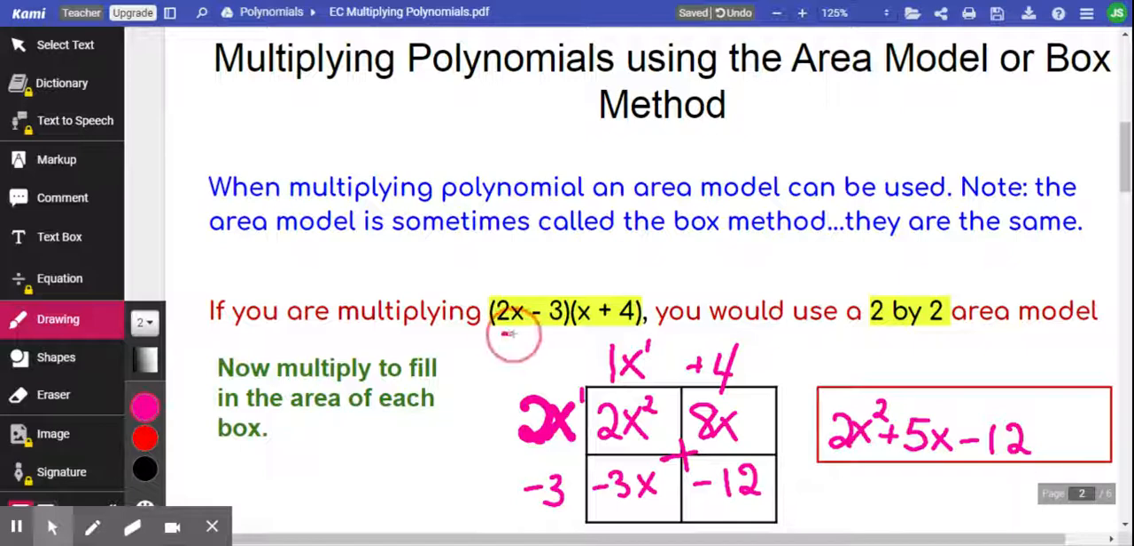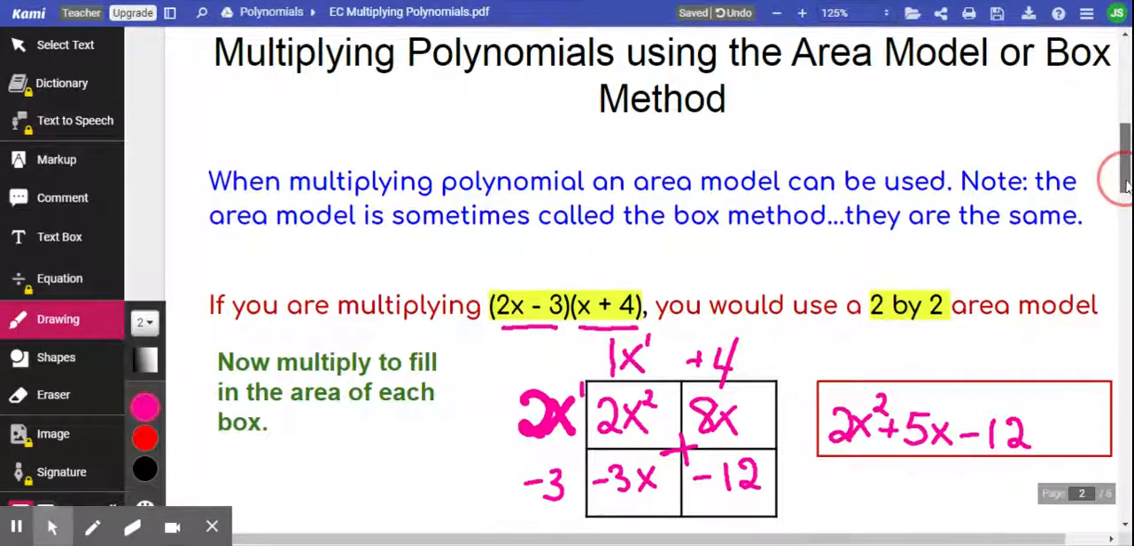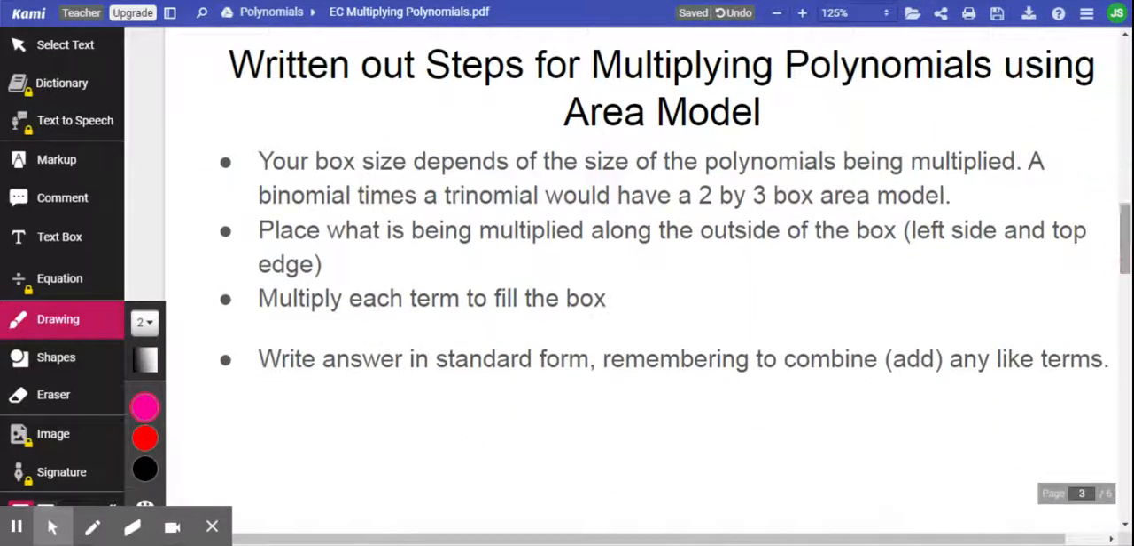So when we multiplied this binomial times another binomial, our answer wound up being a trinomial, which a lot of times is what we're going to have. There's like one case where that doesn't necessarily work out. But here a binomial times a binomial gave us a trinomial. So if we look at this next slide, there's just a couple things here to make mention of. Your box is going to depend on the size of your polynomials being multiplied.